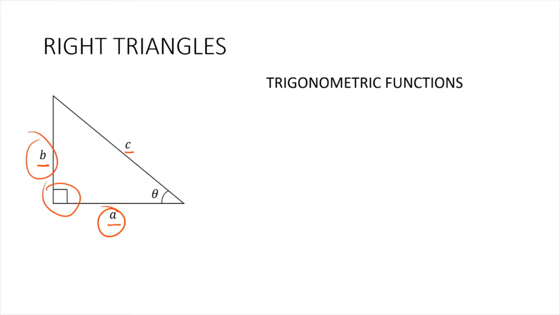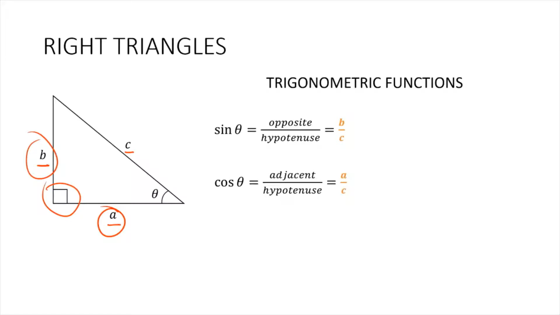So first, we have the sine function. Okay, so sine of angle theta in this case is defined as the ratio between the opposite side and the longest side, or the hypotenuse. Cosine of angle theta is the ratio between the adjacent side A and the hypotenuse C. Okay, and then tangent is the ratio between the opposite side and the adjacent side.